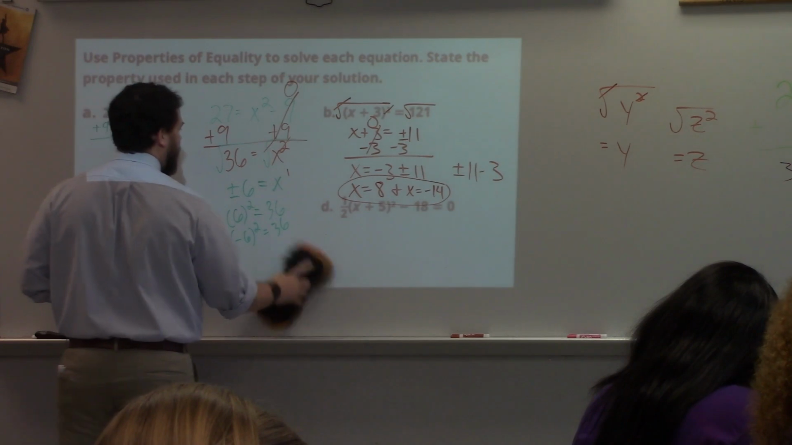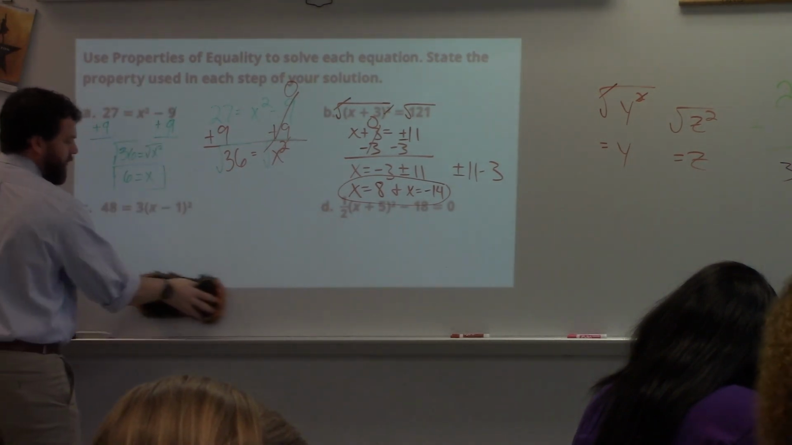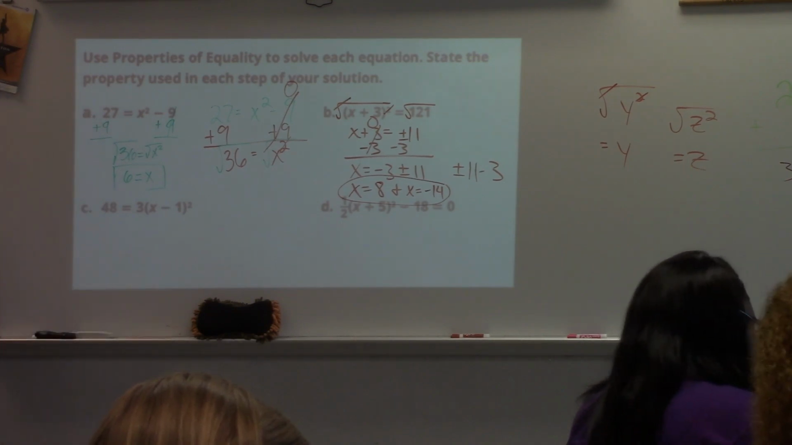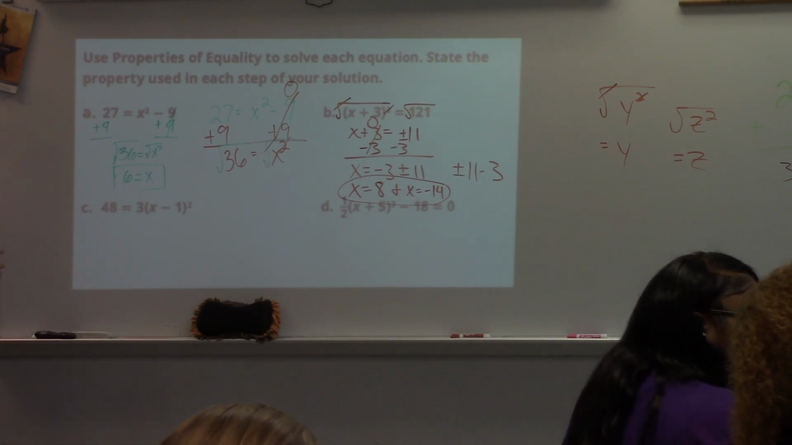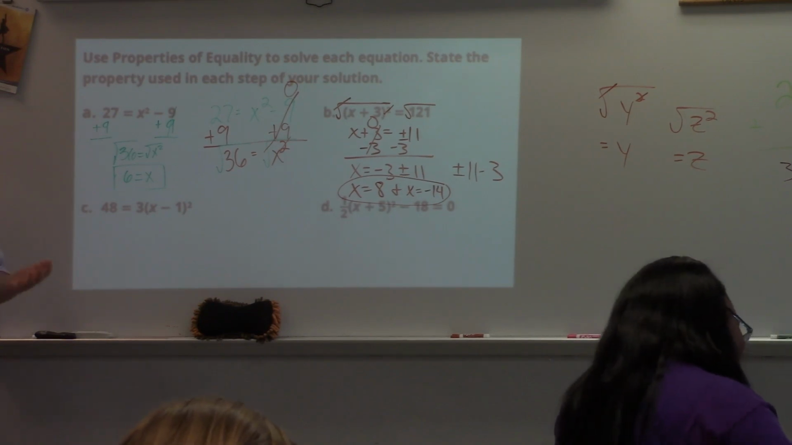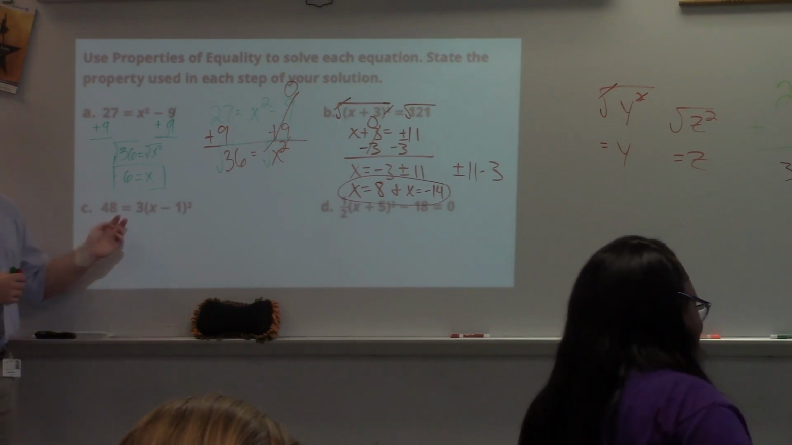Before I have you work on the next couple, what are your questions? So you have to do both, negative 3 plus or minus 11. Because when you take that square root, don't you get a positive and negative 11? So you have to add and subtract 11. Okay? Any other questions before we continue?